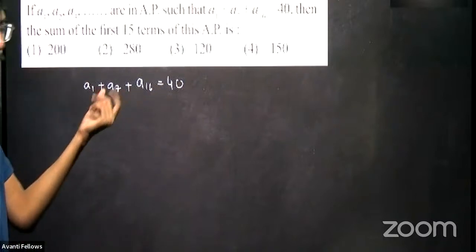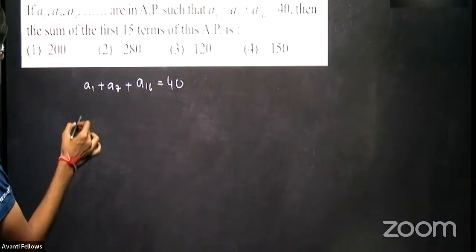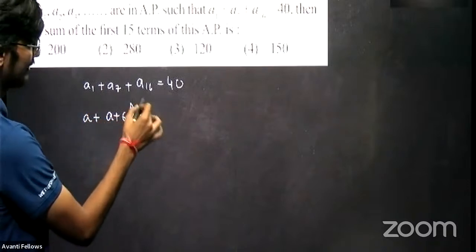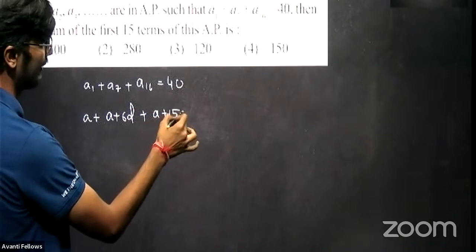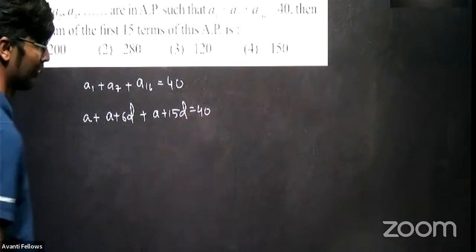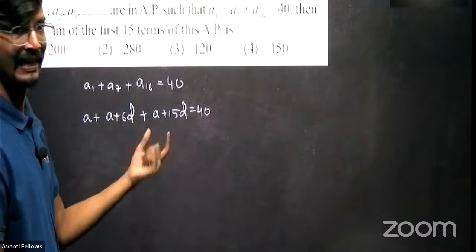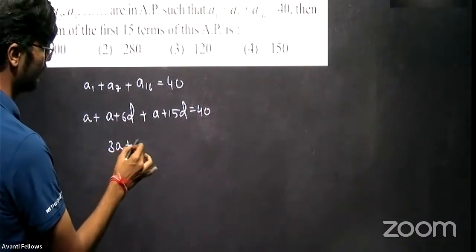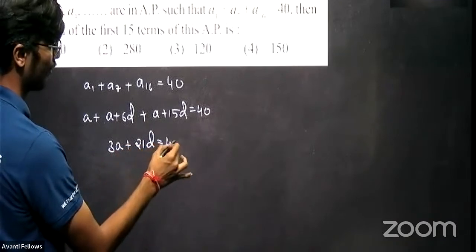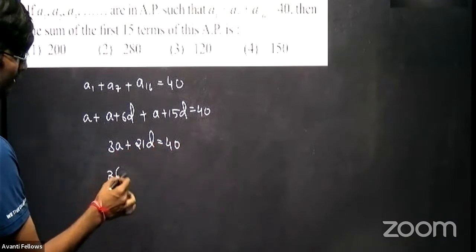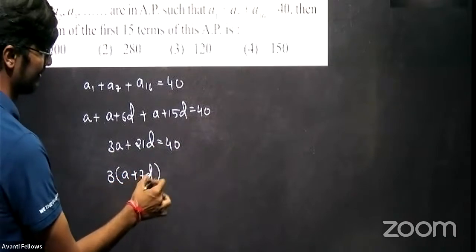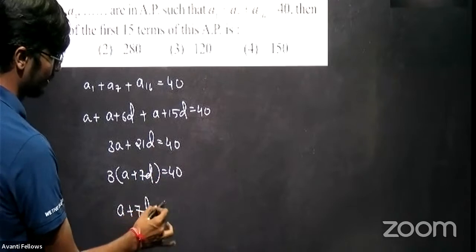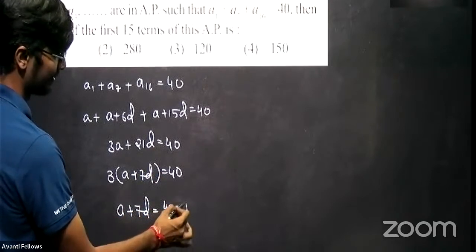So let's use the formula. This is the first term. The first term is A. This is the seventh term. So A plus 6D, 16th term. So A plus 15D is equals to 40. Please remember, back of the mind, we need A and D. So here I'll get 3A plus 21D is equals to 40. I can take 3 common. A plus 7D is equals to 40 divided by 3, equation number 1.